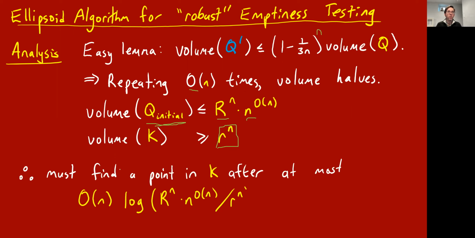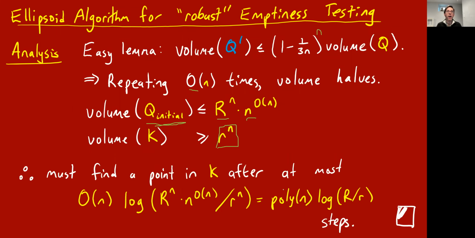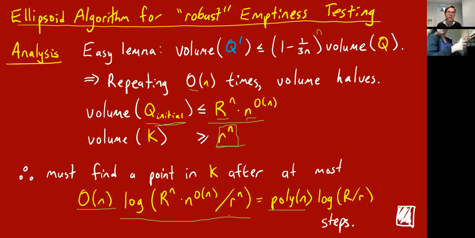And therefore, you will find a point in K after how many rounds of this? Well, you have to drive this initial volume down to this volume, and it halves every order n rounds. And so the number of additional rounds is like logarithm of this, which is good. This is going to give you the log R term. You'll collect up some extra poly n terms, which are fine. And you'll also get the log 1 over little r. Okay, and this is what we were shooting for, poly n times log of capital R over little r steps.